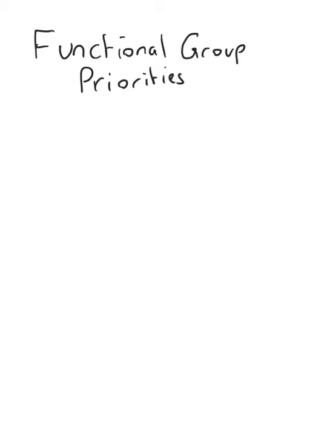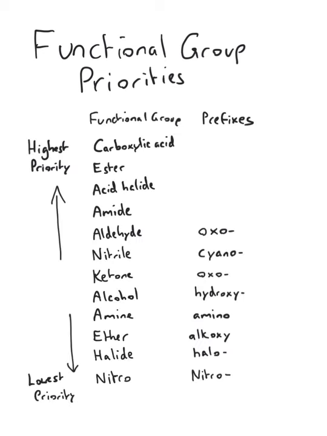This video is on functional group priorities. So what happens if you have multiple functional groups and you have to name the compound? Well, as long as we have priorities, we know what to keep as our suffix and what we need to add as a substituent. The following is just a list of highest priority to lowest priority functional groups.